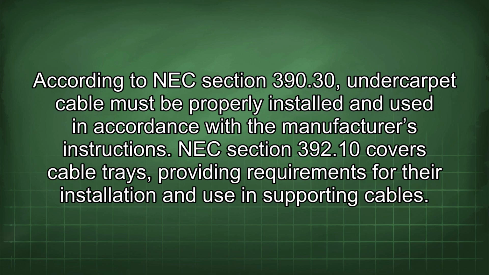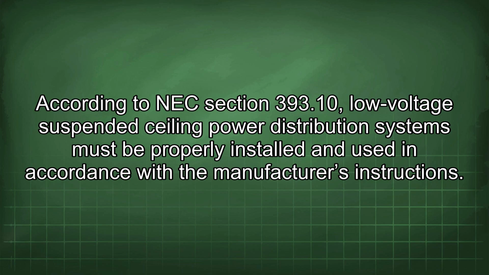NEC Section 392.10 covers cable trays, providing requirements for their installation and use in supporting cables. According to NEC Section 393.10, low-voltage suspended ceiling power distribution systems must be properly installed and used in accordance with the manufacturer's instructions.